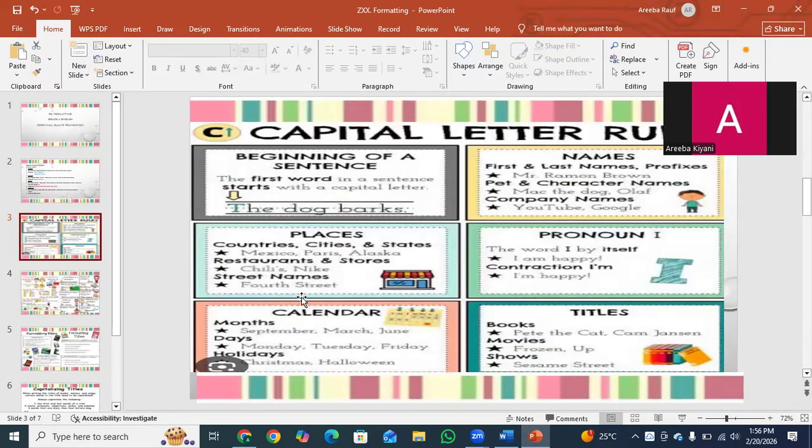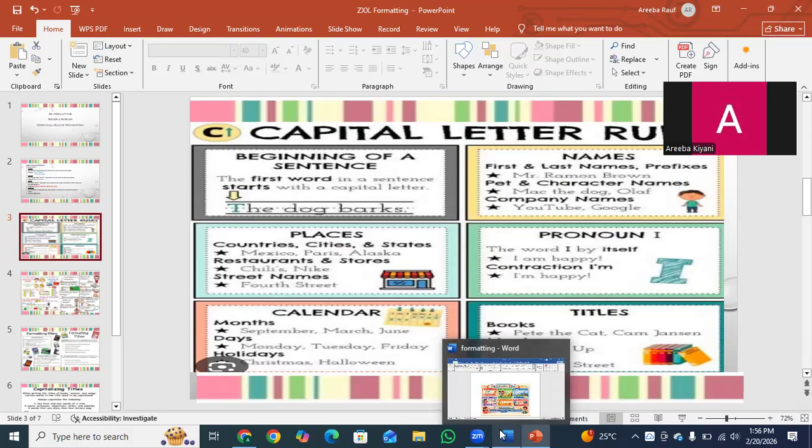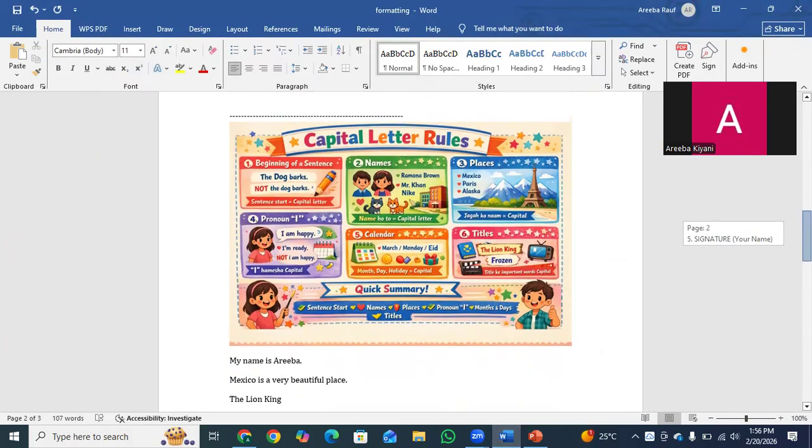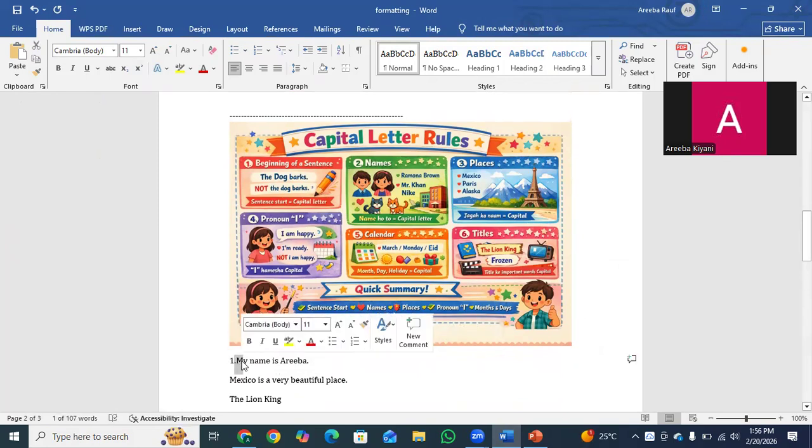Okay, capital letter rules. I will explain this to you with this diagram so that you can understand it quickly. Okay. We have specific rules for the capital letter rules, you can say. Whenever you write a sentence, the first word is always capital. Like in this example, my name is Ariba. As you can see that I keep the first word capital because it is the start of the sentence.